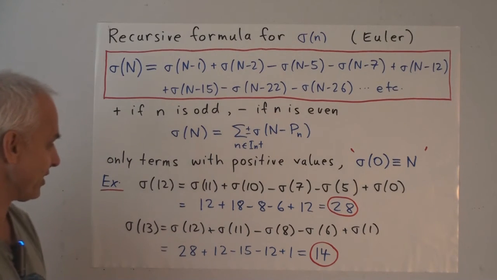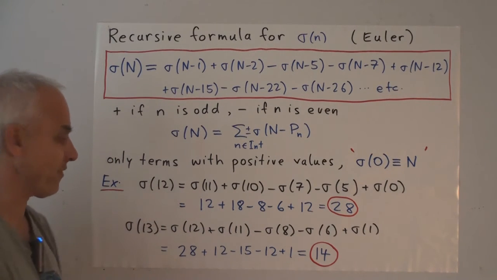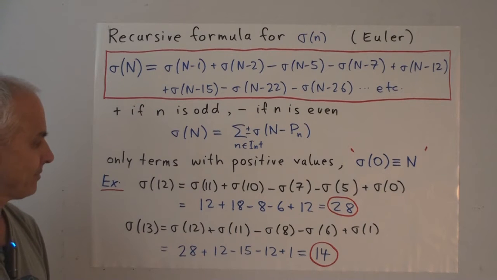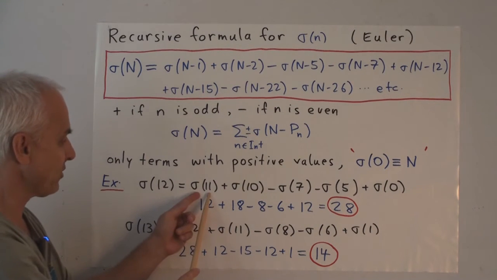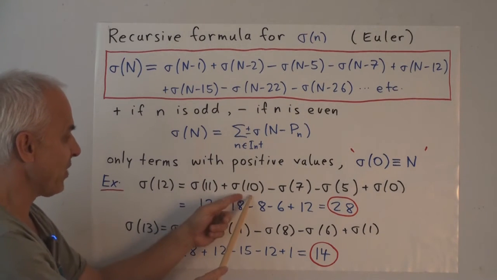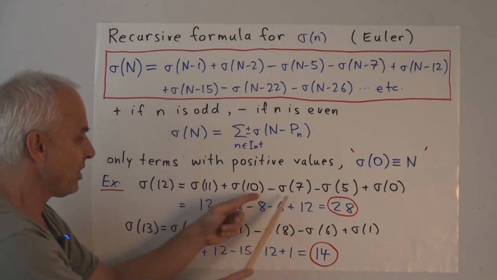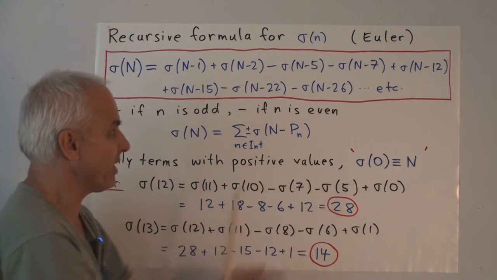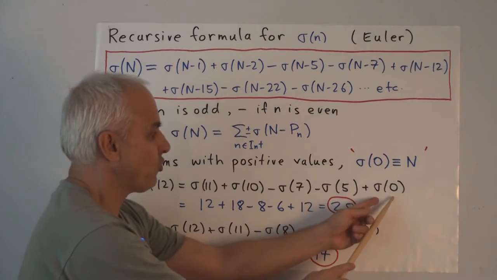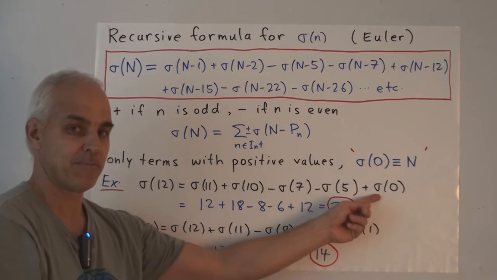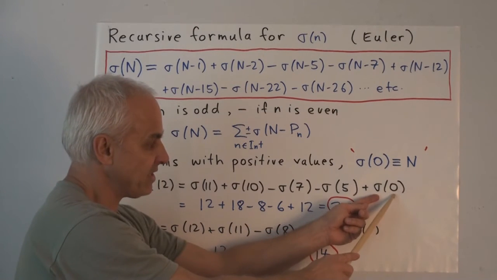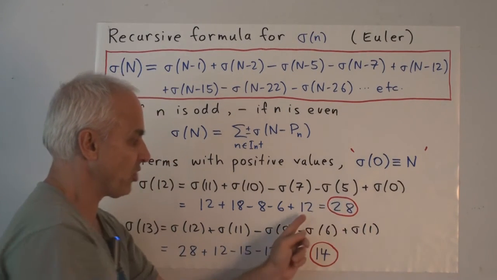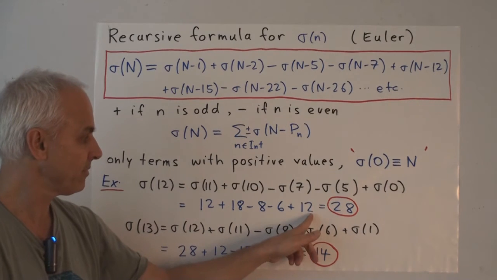All right, so let's illustrate by calculating sigma of 12. So we subtract 1, so there's sigma of 11. We subtract 2, sigma of 10. We subtract 5 with a minus sign. We subtract 7 with a minus sign. We subtract 12 with a plus sign. 12 minus 12 is 0, so this sigma of 0 has to be interpreted as the number 12.